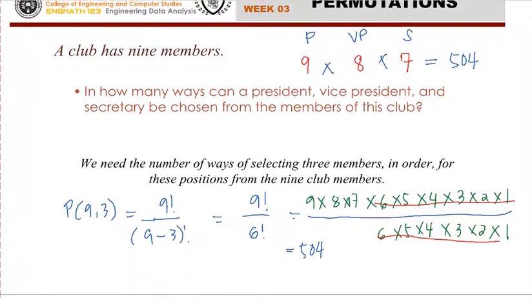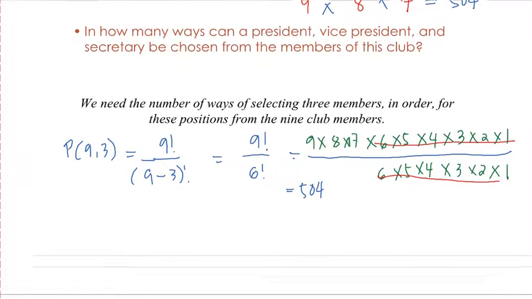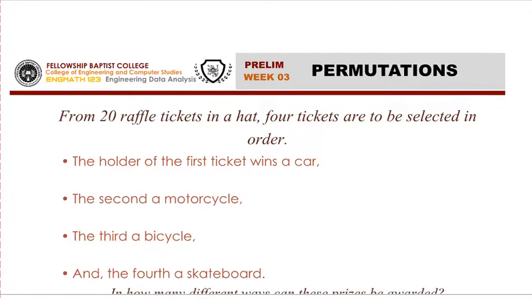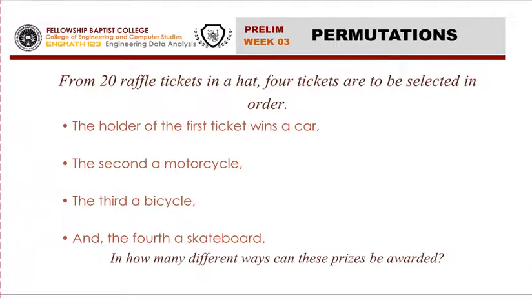Okay, so we have another example here. Okay, so we have from a 20 raffle tickets in a hat, 4 tickets are to be selected in order. So the holder of the first ticket wins a car, second a motorcycle, third a bicycle, and fourth a skateboard. In how many different ways can these prizes be awarded? So may 20 ka raffle tickets, then we have to select sang aton apat ka winners.